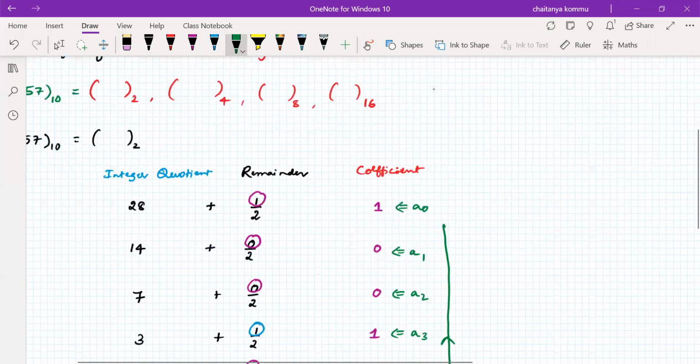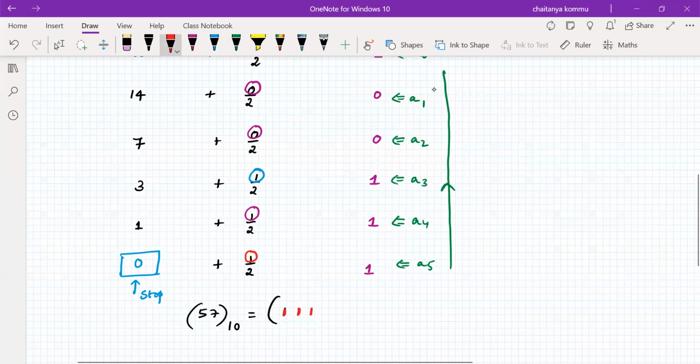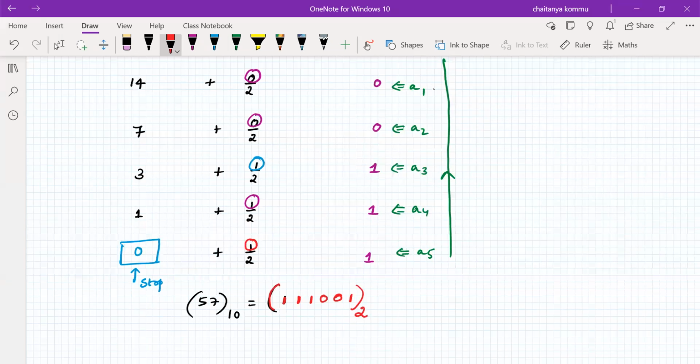Okay, so that's how we are going to write now. What is the decimal? 57 base 10 is converted into base 2 by its number 1. Please remember 1, this is the first one. A5, A4, A3, A2, A1, A0. That's it. This is base 2. Are you agreed?